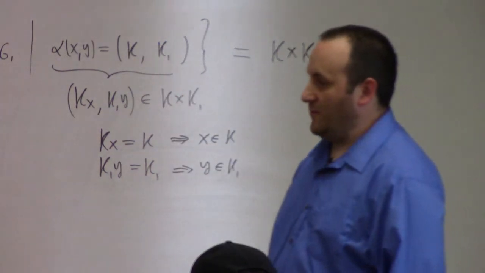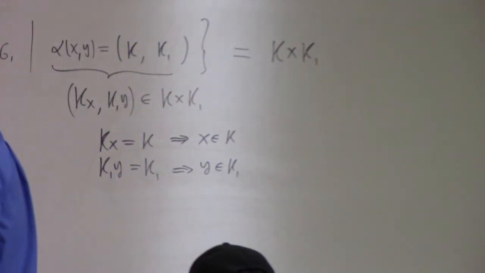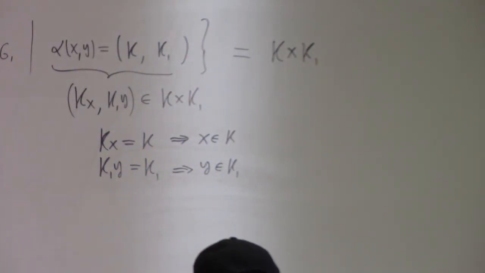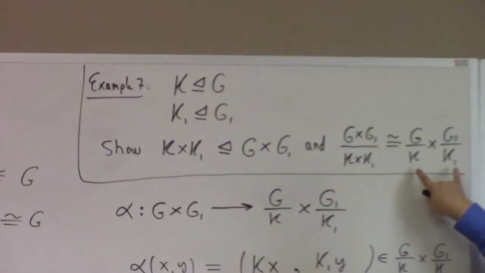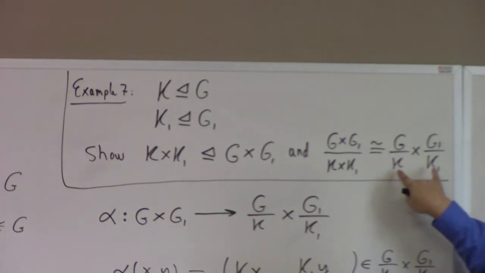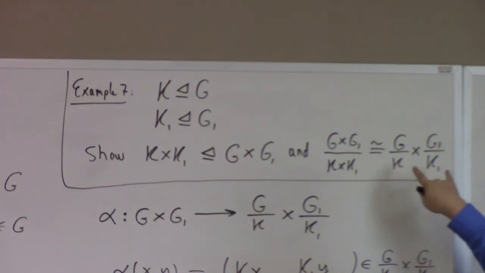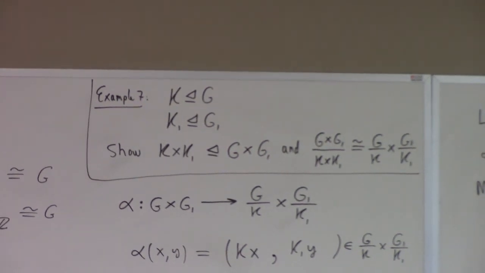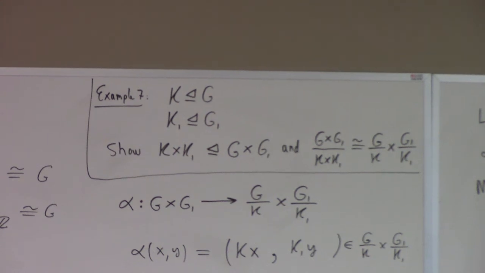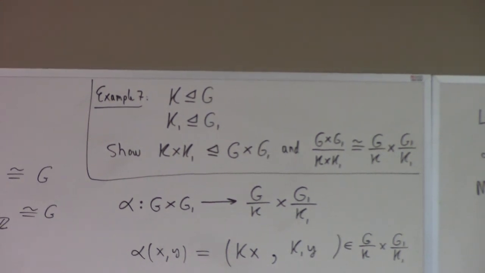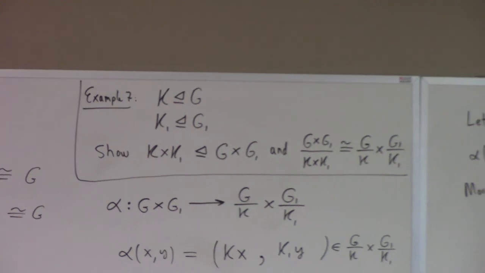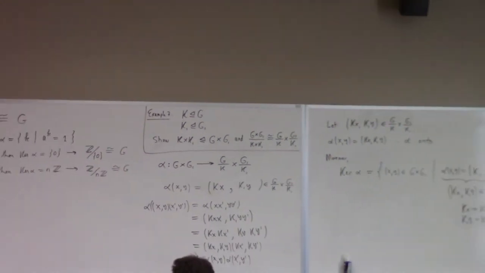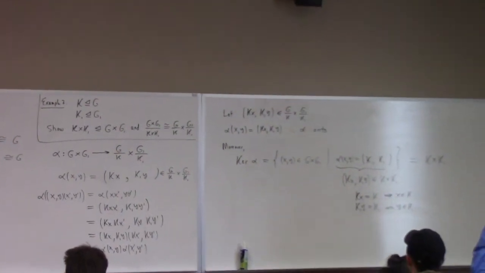And the example follows. I'm sorry, theorem. I'm sorry, example, whatever this is. So the domain mod the kernel, which is k cross k1, is isomorphic to the range, which is G over k cross G1 over k1, by the first isomorphism theorem. This is very nice because you notice we don't actually have to check the normality of the thing that we're quotienting by. We know it's normal because kernels are normal, right? There's a lot of labor saving going on here by using this theorem.